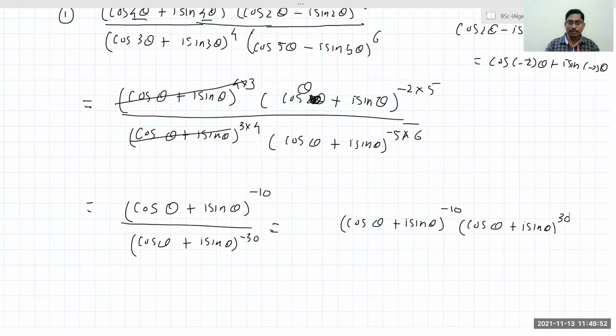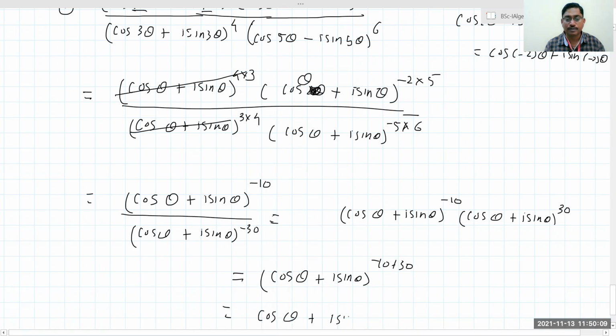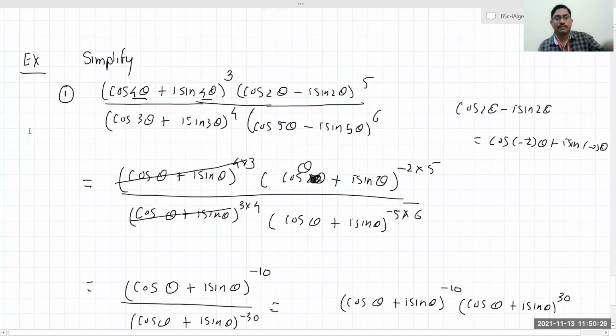So what is the final value? Final value of this is cos theta plus i sin theta raised to minus 10 plus 30, that is the law of indices. So it is cos of theta plus i sin theta raised to 20. So this gives cos of 20 theta plus i sin 20 theta, and that is the answer. So that is the simplification of this.